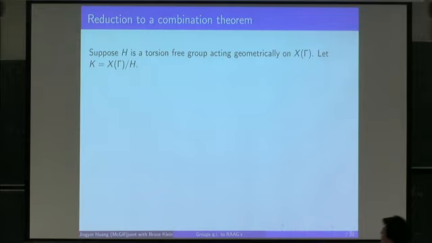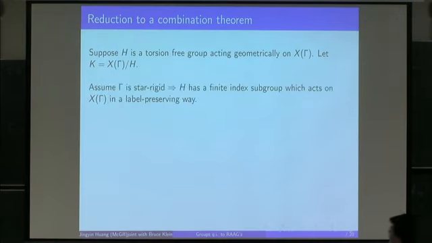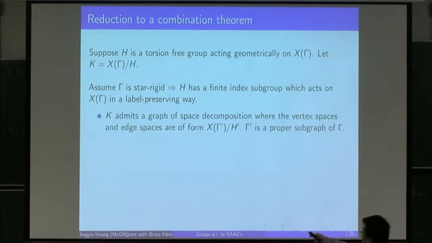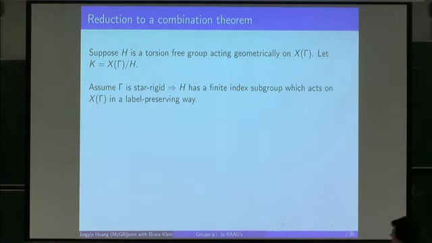Also for simplicity, we're going to assume H is torsion-free, so we don't need to deal with orbifolds. Let K be the quotient. Now we want to understand the combinatorics of this quotient. Now I can tell you why I need this star rigid condition. The star rigid condition tells you that H is going to have a finite index subgroup which acts on X of gamma in a label preserving way. Let me explain the label preserving more carefully.